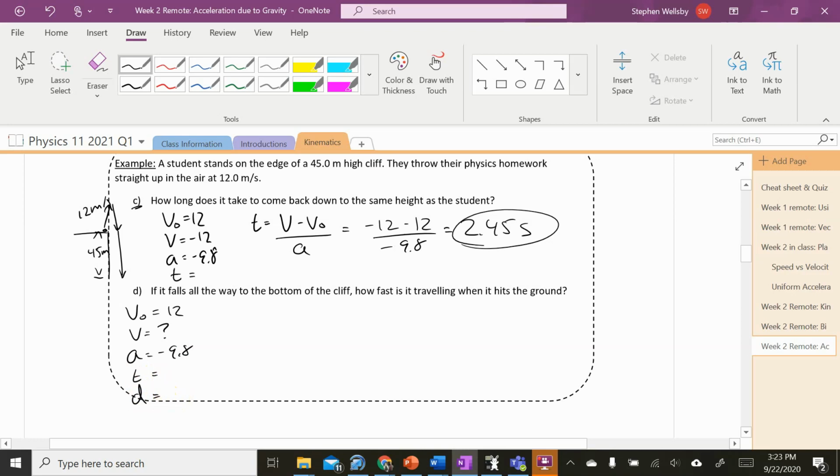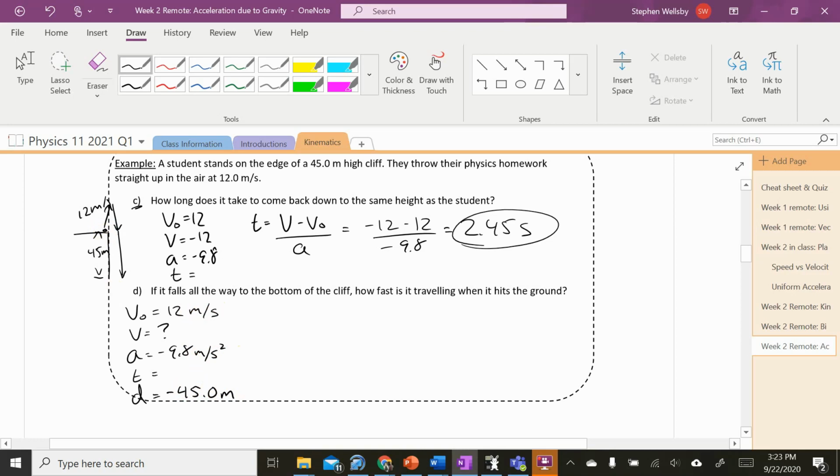And what is the displacement going to be? Now, many of you are probably saying to yourselves, the answer is 45. But if you said that, you would be wrong in this case because we have to take into account the direction. In this case, our displacement is going to be negative 45 meters, meaning that it ends up being 45 meters below, or negative, below where you started. It started at the top of the 45-meter cliff, it ended at the bottom of the 45-meter cliff.